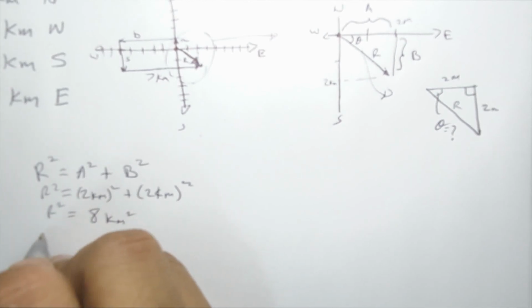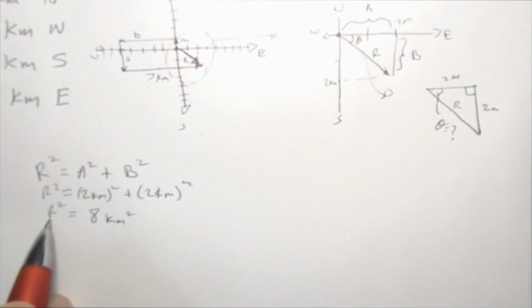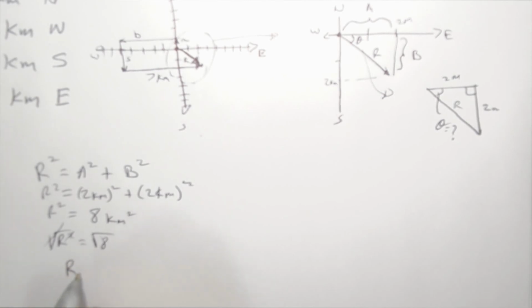This is R squared, so what should we do to get R only? We're going to take the square root of R squared on both sides. We're going to take the square root of 8. This cancels out, so your remainder is R. And the square root of 8 is 2.8, that's kilometers. So that's your resultant here.